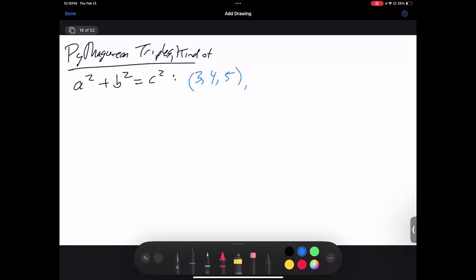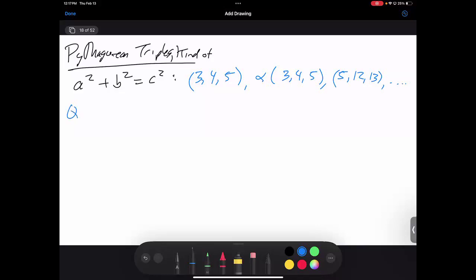Can somebody give me another example? Good. So that is the smart-ass example. You can do any number alpha times 3, 4, 5, right? And you've just given me infinitely many more examples. So we often talk about primitive Pythagorean triples where no number divides them all. So what's another one? 5, 12, 13. Yes, 5, 12, 13 works. So it turns out that there's infinitely many of them.